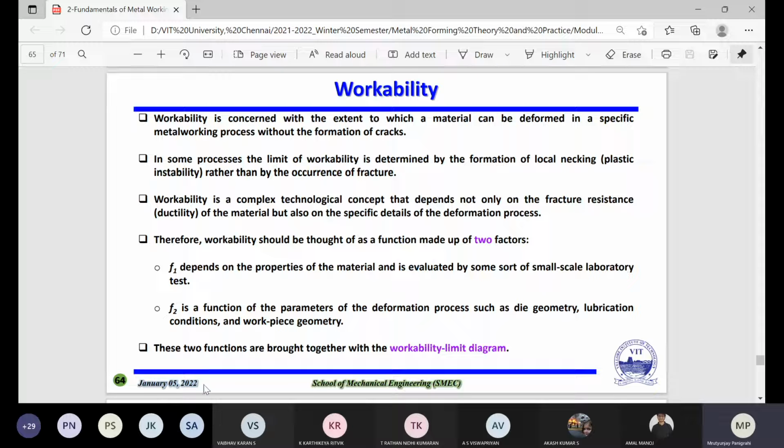Then also I mentioned one thing: two functions are brought together. These two functions, whatever we have talked about, the property of the material, we can do in the small scale or in the lab scale. And the second thing, the functions which are related to the die geometry or the lubricant, that also we can combine and show in a diagram. So this diagram is known as the workability limit diagram.